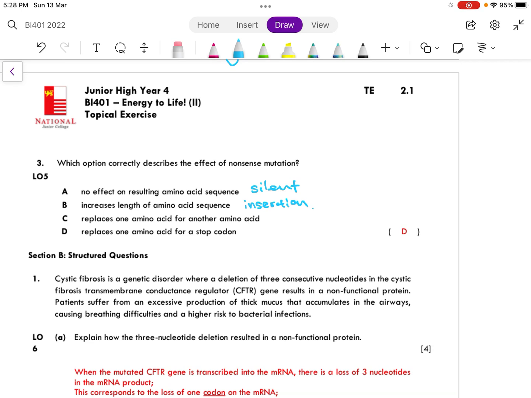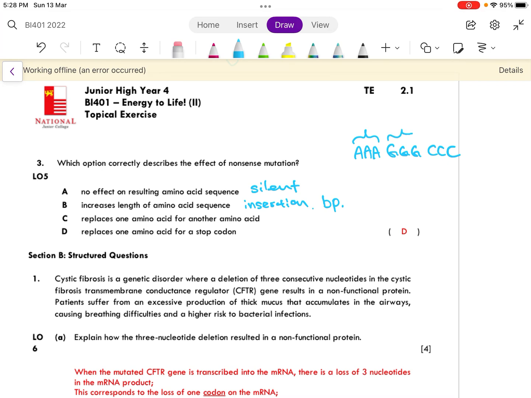When I say insertion, I mean insertion of base pairs. Okay, that means, let's say we have, I'm just going to write out a sequence, maybe AAA, GGG, CCC, right? Each one of these refers to a codon. So in other words, each codon can translate to an amino acid. So maybe this is amino acid 1, amino acid 2, amino acid 3. If I have an insertion somewhere, right, let's say I insert TGC, that means to say now I've inserted also one additional amino acid, and then my amino acid chain will be longer.